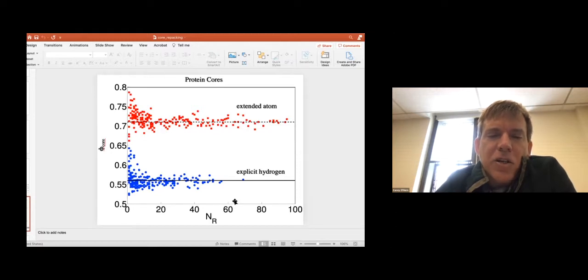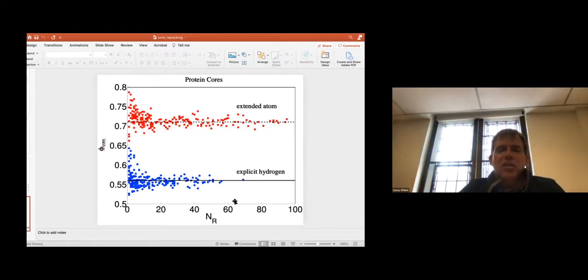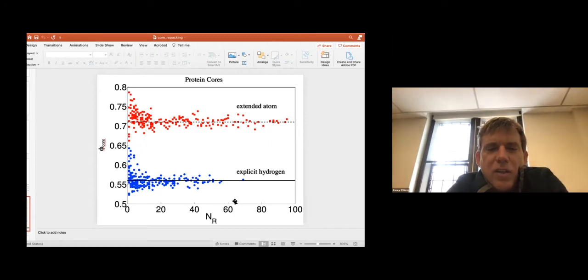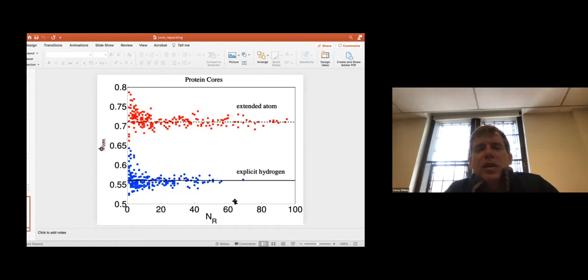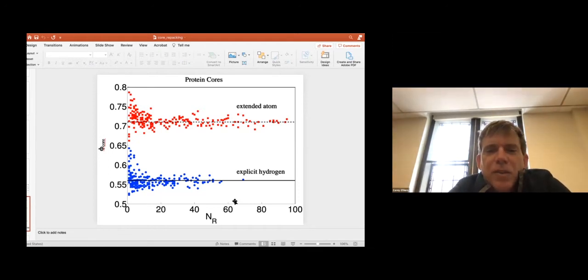But as you go to larger proteins and you have more well-defined cores, you get 55, 56%. And then I compare that to Ken Dill's results. There are two main differences between Ken Dill's results and our results. One of those differences is not the set of proteins. We studied the exact same set of proteins.